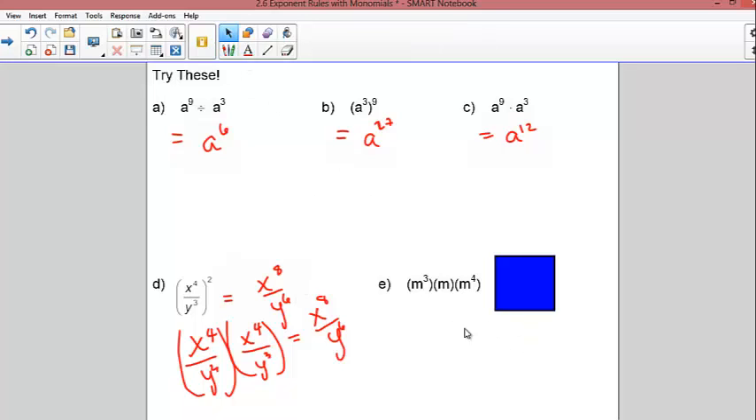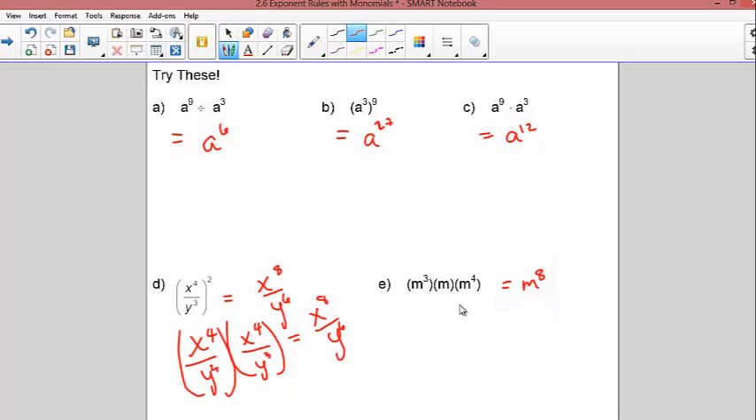The very last one is just to remind us of a pretty basic principle, right? At first glance, it should be m to the power of 7, right? Because 3 plus 4 is 7, and there's nothing there. Well, be careful with that. There is one m there, right? That is actually m to the power of 1. It's not m to the power of 0. So 3 plus 1 plus 4 does make the power of 8.